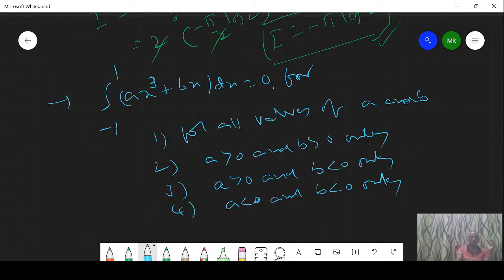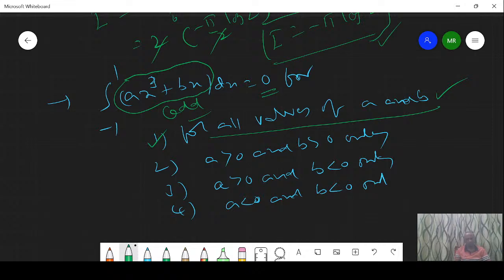When can you say the result will be 0? What about this function? You think this should be an odd function, right? That will be odd. Always remember, this is an odd function, and the integral of an odd function over a symmetric interval is 0. So there is no restriction on a and b. Your answer is for all values of a and b. It doesn't depend upon a and b. Since the function is odd, for all values of a and b is true.